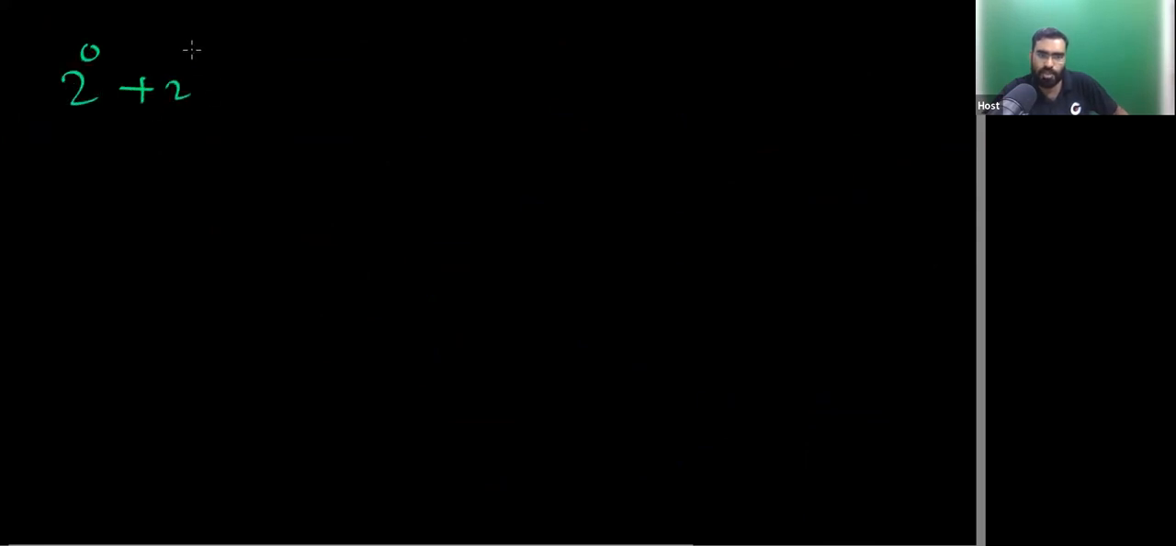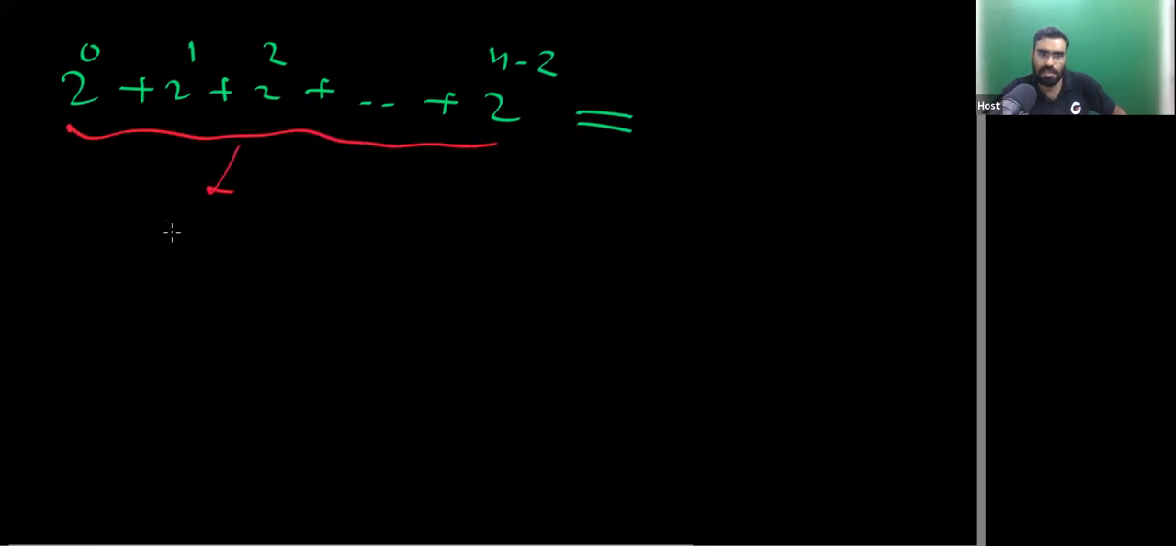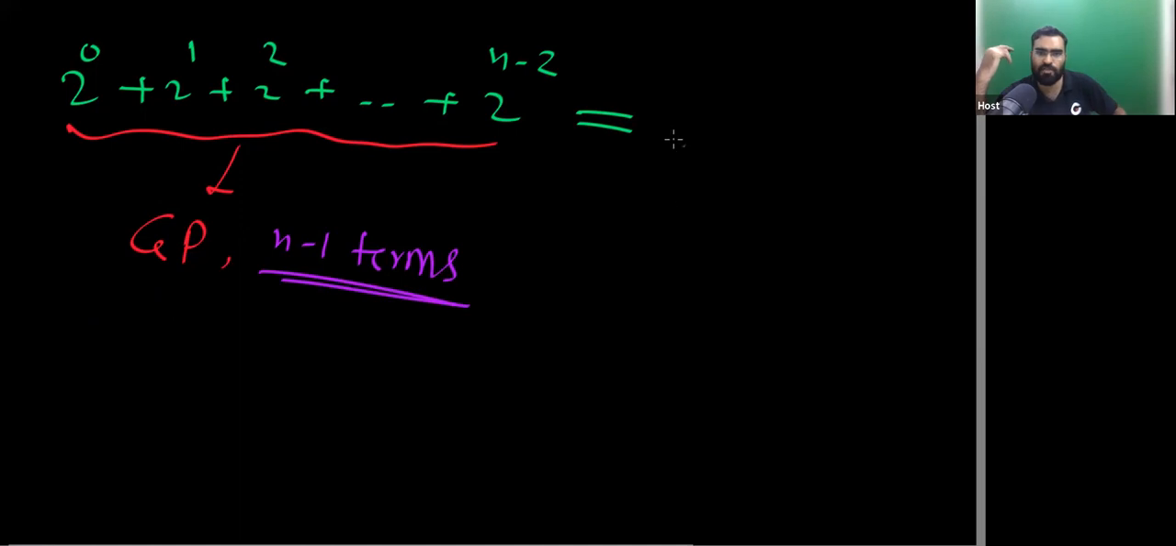If you see this series, what is the series? 2 power 0 plus 2 power 1 plus 2 power 2 up to 2 power n minus 2. What is this? This is your GP. How many terms are there in the GP? From 0 to n minus 2, there are total n minus 1 terms.